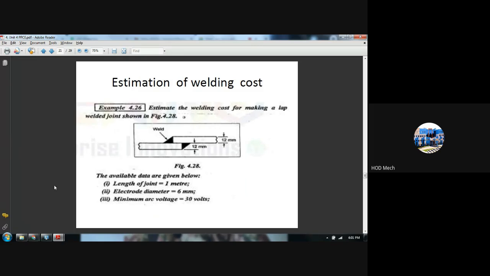In tomorrow's class we will be seeing one of the problem. Right. Now the estimation of welding cost, this is an anonymity problem. I will scroll down the problem solution. You just look into it. How complicated it is. You will find it very easy. So this is your problem.